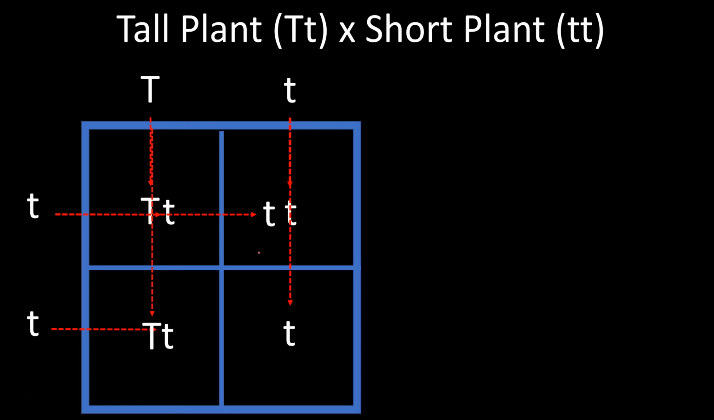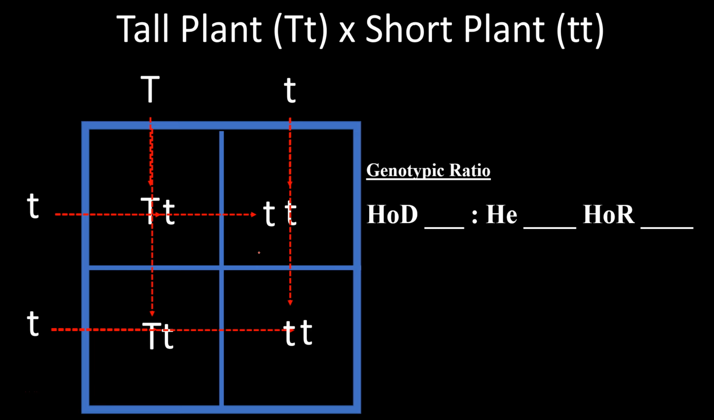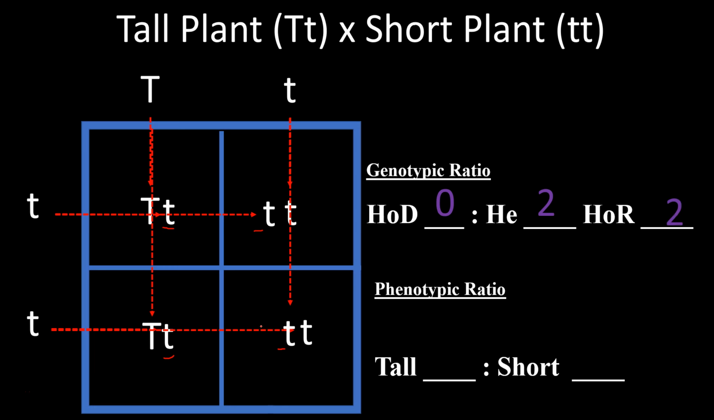Okay, the genotypic ratio. How many are homozygous dominant? 0. How many are heterozygous? We have 1, 2. How many are homozygous recessive? That would be the other 2. 1, 2. How many are tall? 1, 2. How many are short? 2.